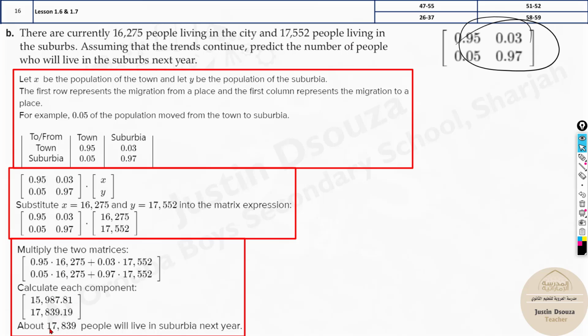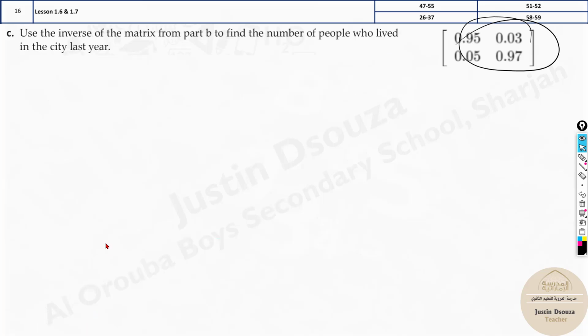So when you multiply, you get 17,839 for suburb. They just asked for suburbs. Next year, from how much it was currently, it was 17,552. There will be 17,839 population.